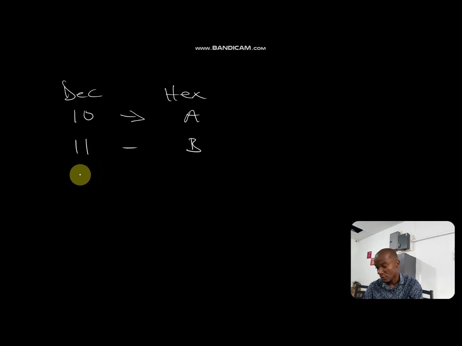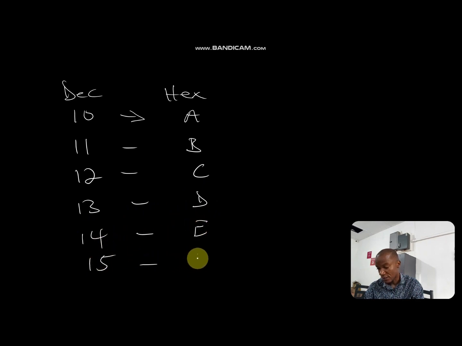But in decimal, 10 corresponds to A. When you come to hexadecimal, we don't write 10, but you write A. 11 is B. 12 is C. 13 is D. 14 is E. And 15 is F.